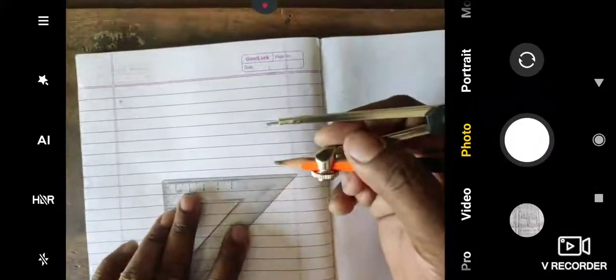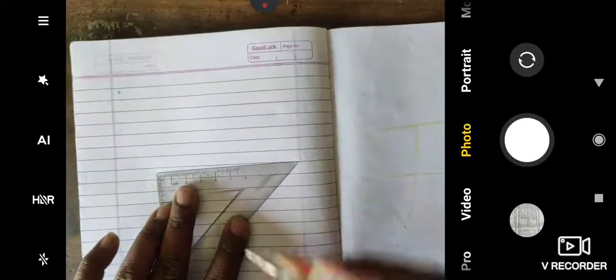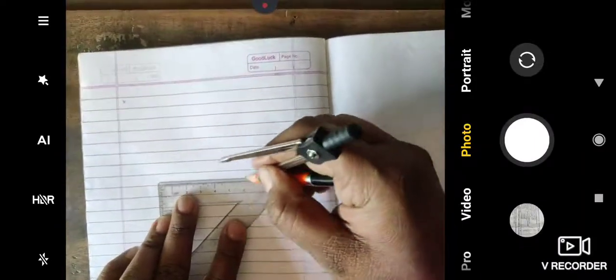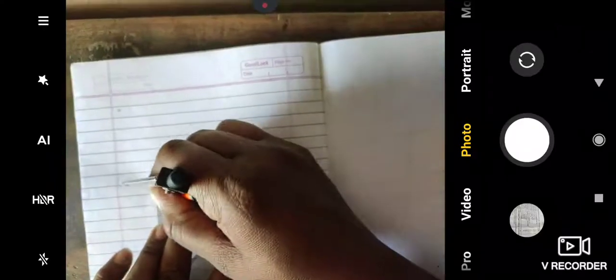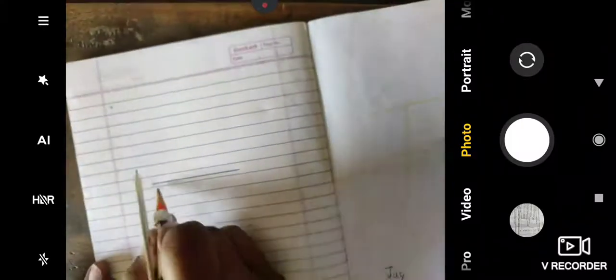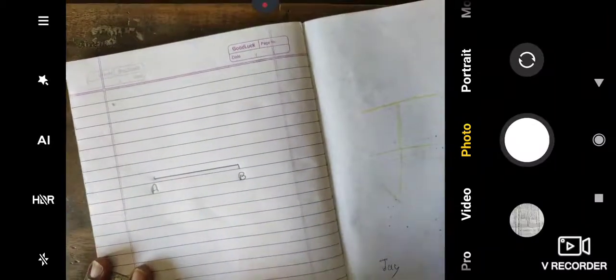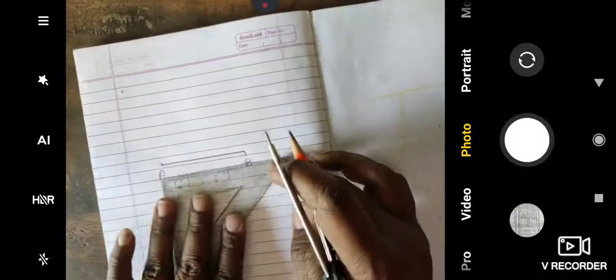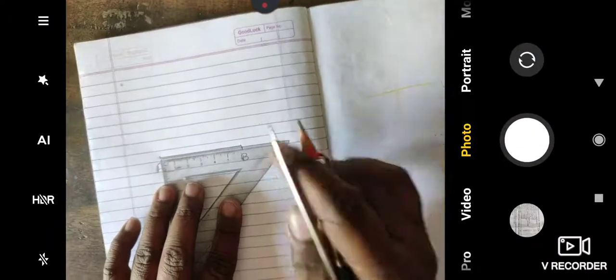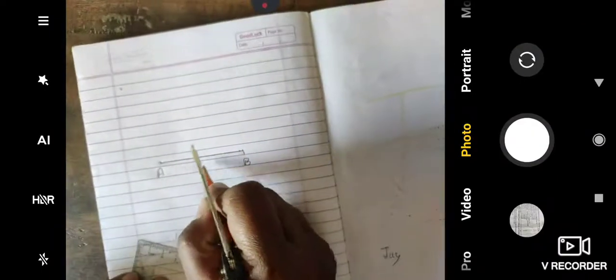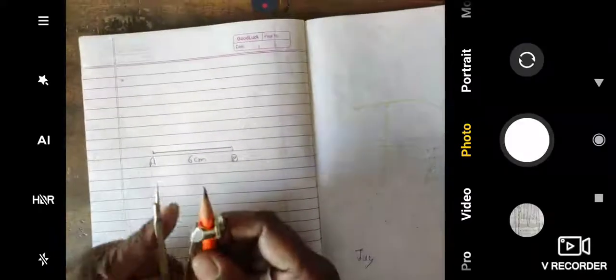Now here I will draw a seg AB of measure 5 cm. So here it is, otherwise I will take it 6 cm. So this is my seg AB. Segment means it has an exact measure. So here it is seg AB. Its measure, how much I had taken, see here how much it is, exactly 6 cm.